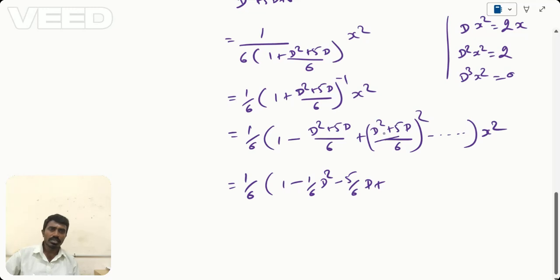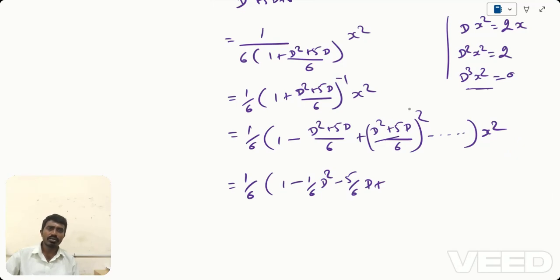And then plus 2ab. 2ab also, here d square is there, here d is there. So if you multiply, then it is 5d cube into 2. So d cube of x square is 0, because here the polynomial is x square. So if you differentiate x square thrice, then it is 0. So we can omit that term also. So only the b square term we have to consider.